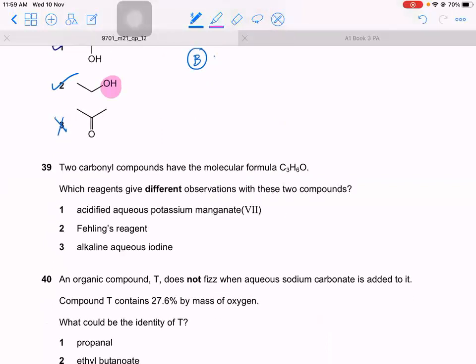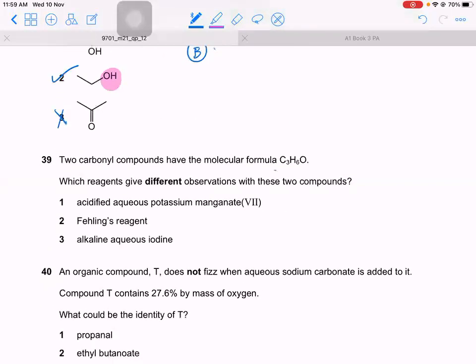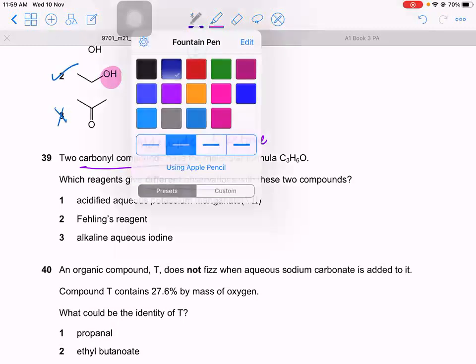Two carbonyl compounds have different molecular formulae, C3H6O. Which reagents give different observation with these two compounds? So these are carbonyl compounds. They're the same molecular formula, so we know they are an aldehyde and a ketone, functional isomers of each other. Remember, they have the same molecular formula, different functional group. So how will you get different observations?